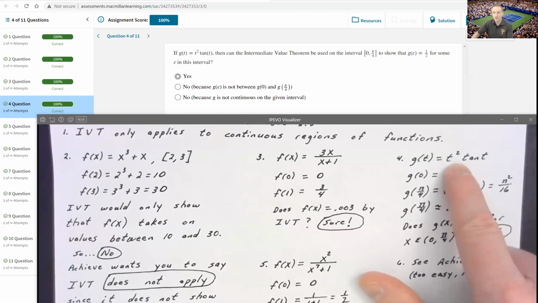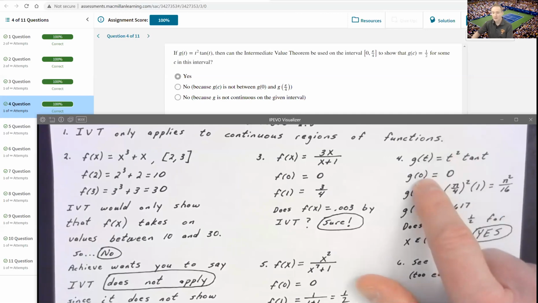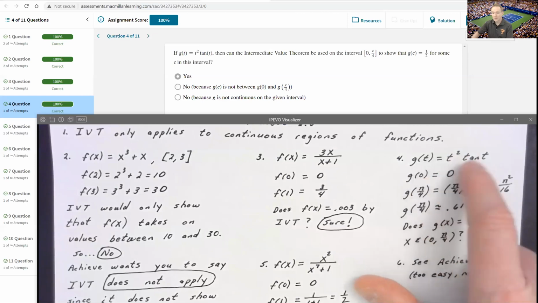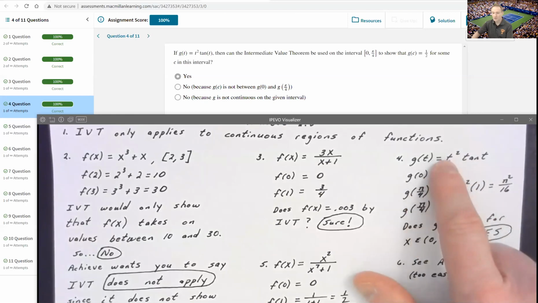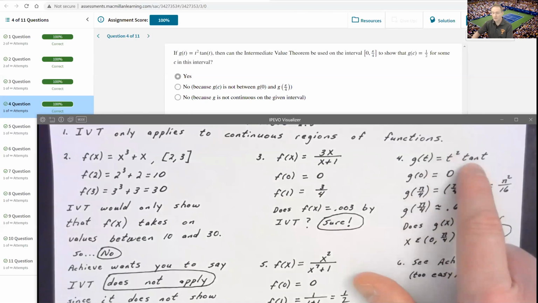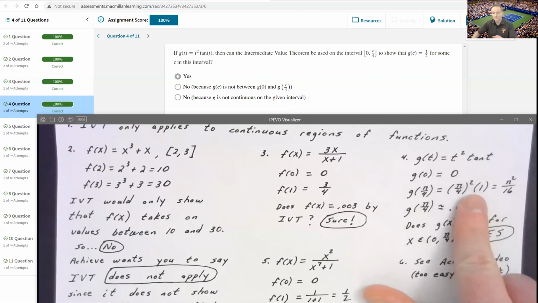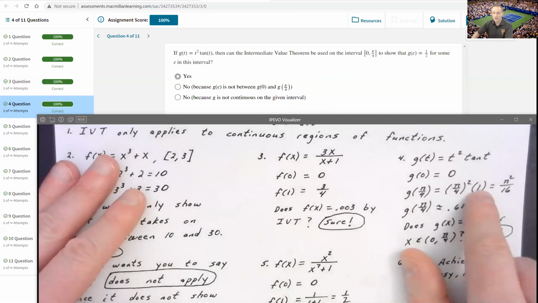Again, in order to show that, one of the endpoints has to be a value lower than 1/2. One of the endpoints has to give you a functional value higher than 1/2. That's what I tried. G of 0, 0 times the tangent of 0 is just 0. G of pi over 4, well, I get pi over 4 squared times the tangent of pi over 4. The tangent of pi over 4, pi over 4 has a sine and cosine both the root of 2 over 2, thus the tangent of pi over 4 is 1. So we just get pi over 4 squared times 1.